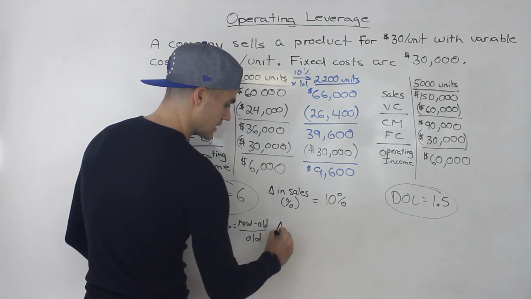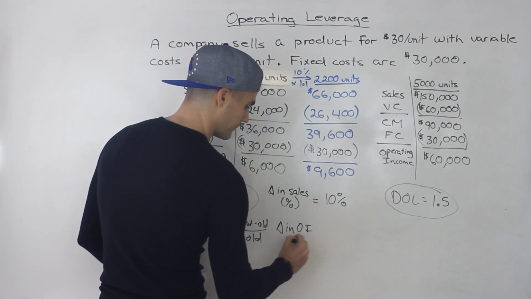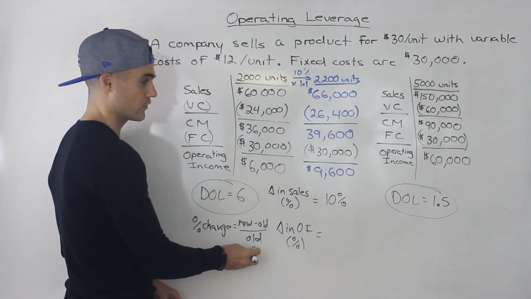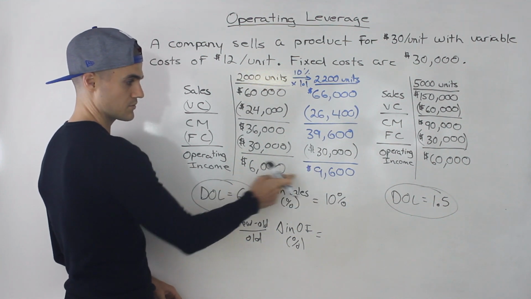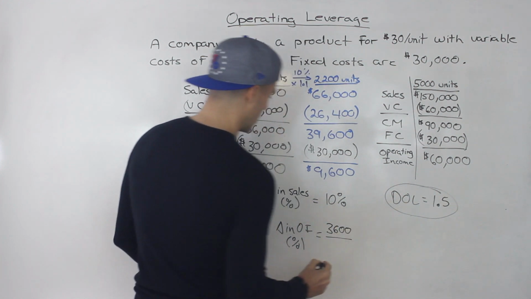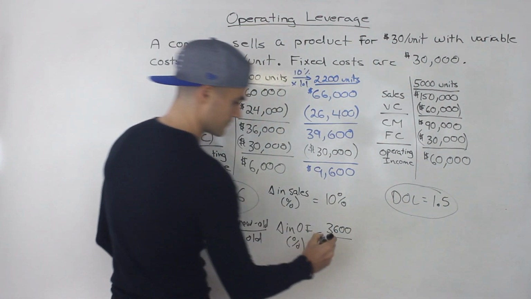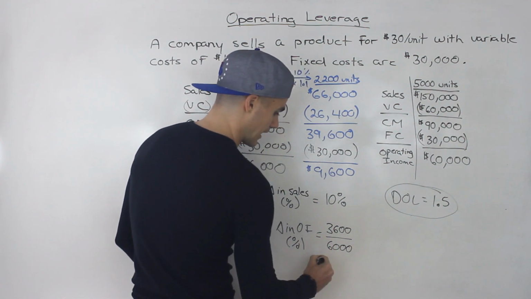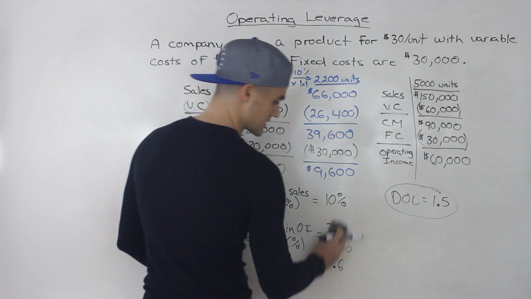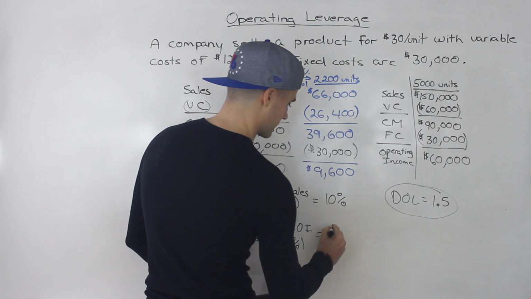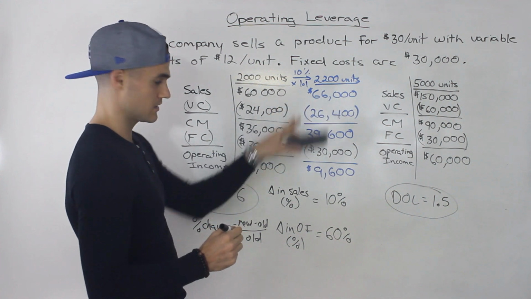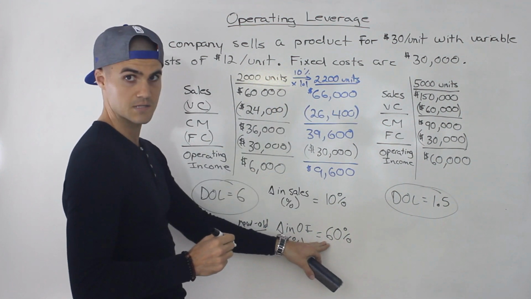Now, what is the change in operating income as a percentage? Well, same thing, new minus old all over the old. So the new minus the old, so 9,600 minus 6,000 gives us 3,600 all over the old amount, which is 6,000, the initial amount. And notice we would end up getting 0.6 there. Multiply that by 100, that gives us 60%. So notice that the sales went up by 10%, but the operating income went up by 60%.